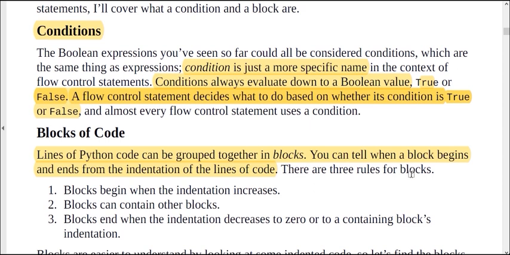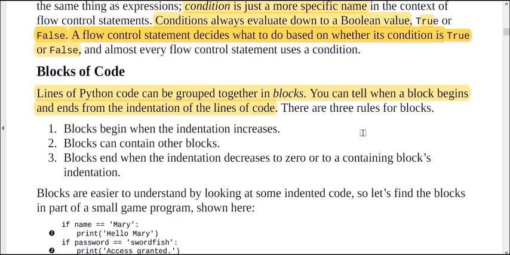There are three rules for blocks. The rules are as follows. The first rule is that blocks always begin when the indentation increases. In normal cases there will be no indentation, but as soon as we start a condition, the indentation increases because we get some space like 4 spaces or a tab. You will get to know it better when we show it in the console, the IDLE shell, or in any other integrated development environment editor.